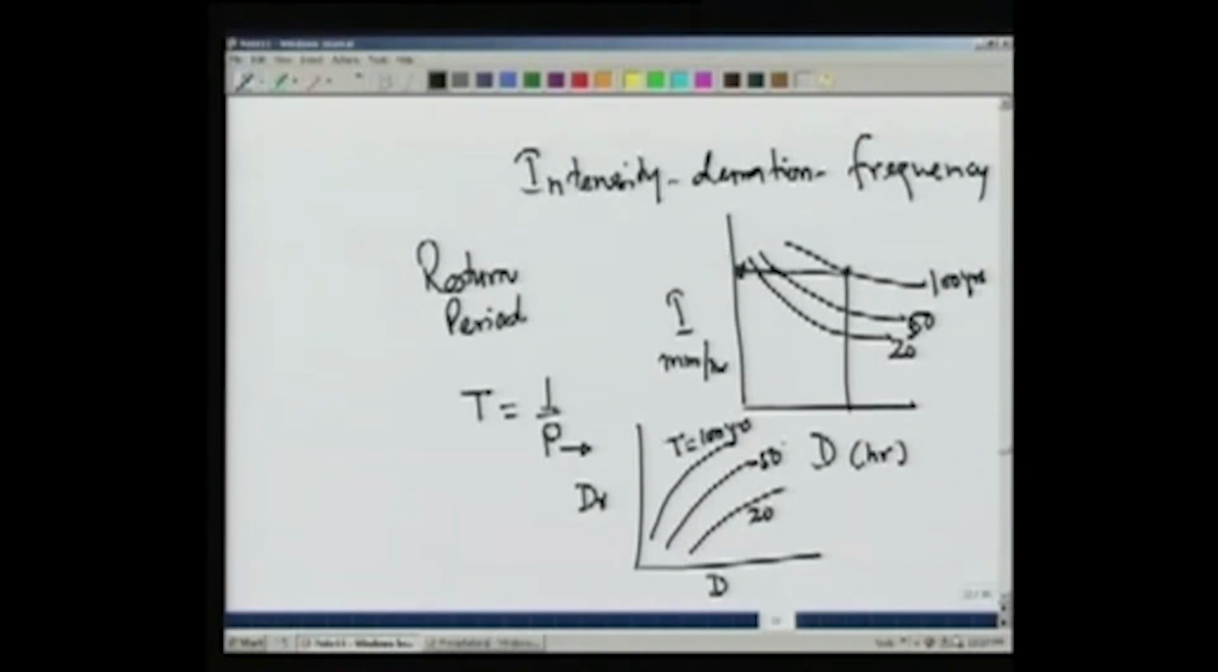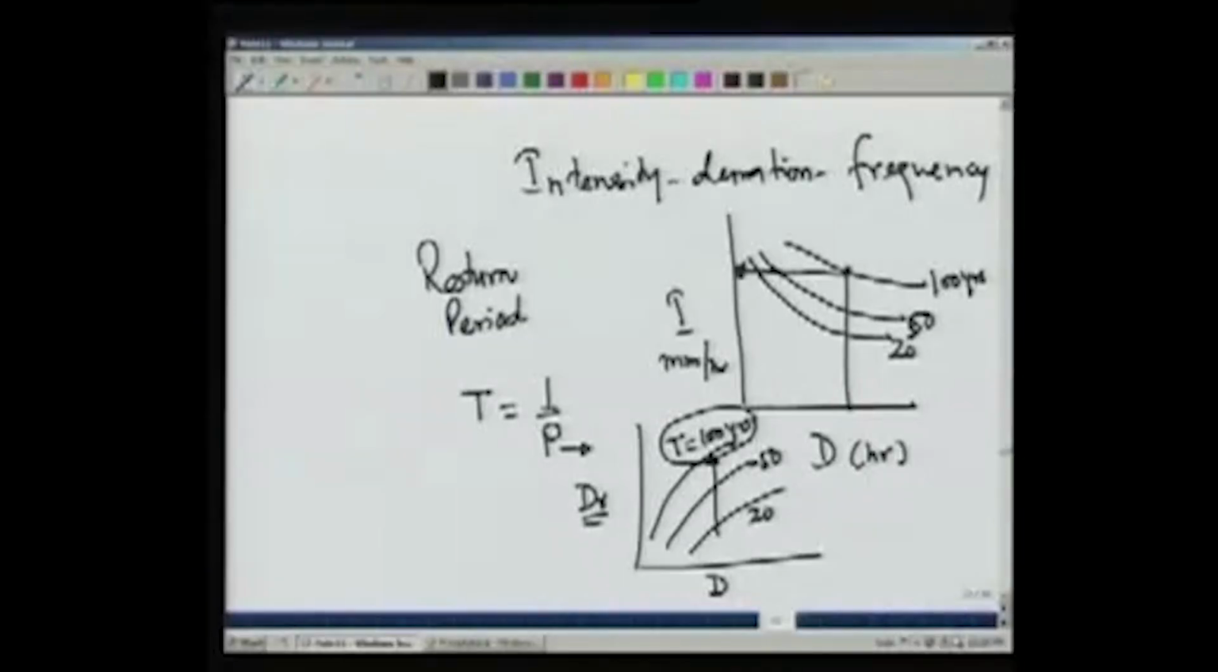So what this curve indicates is that for a given duration of rainfall, what will be the depth for a given time period. One should be aware of the fact that a time period of 100 years does not mean that this rainfall will occur every 100 years. In general, if we take a very long period of records, for example, 400 years, 500 years, this event is likely to occur 4 or 5 times. It's not that it will occur only once in any given 100-year period.